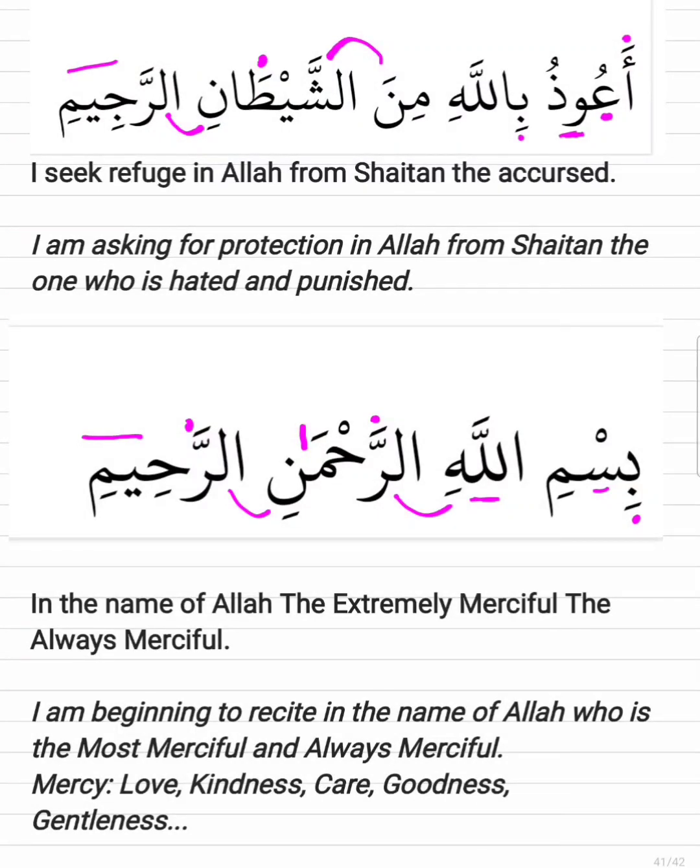Bismillahir Rahmanir Rahim. Now what does this mean? In the name of Allah, the extremely merciful, the always merciful. So first I seek protection in Allah from the accursed shaitan, and then I begin in the name of Allah. In the name of Allah, the extremely merciful and the always merciful. So when I'm saying this, what am I thinking? That I'm beginning to recite the Quran in the name of Allah, who is the most merciful and always merciful.